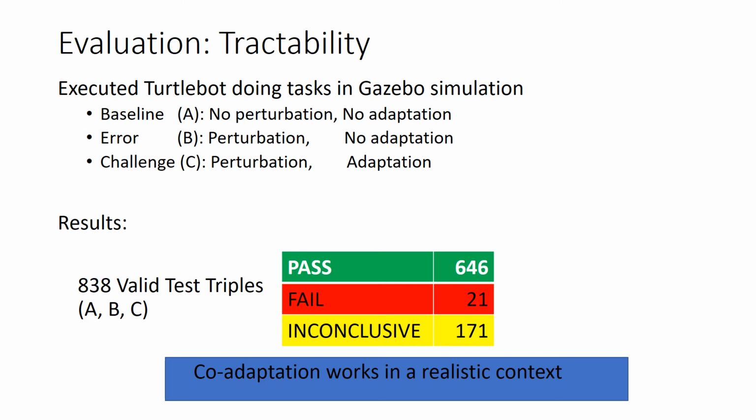646 times, the C case fixed the problem introduced in B, and in only 21 cases did C do worse. The remaining 171 cases showed no significant difference between the B and C cases. This shows that our approach worked to complete missions involving real third-party robotic software running in a realistic but simulated environment.